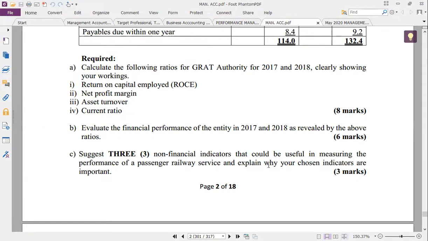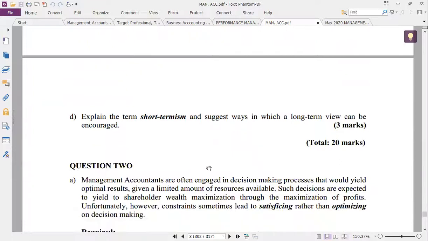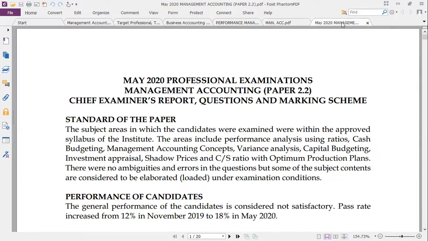So this is November 2019, and explain short-termism, and then suggest ways in which the long-term view can be encouraged. So I've seen the performance management question for November 2019. Now let's go to 2020.